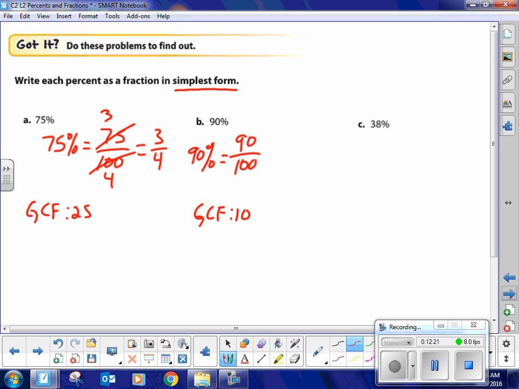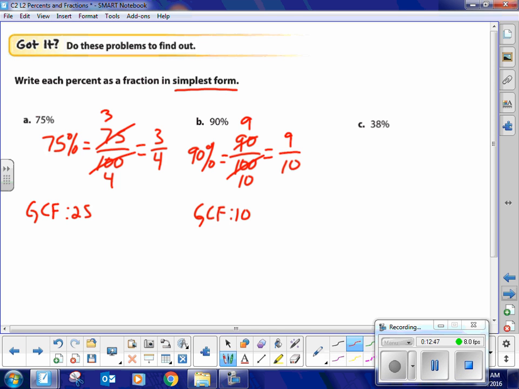All right. The GCF is 10, so I'm going to divide 90 by 10 and 100 by 10. 90 divided by 10 is 9, and 100 divided by 10 is 10. And then you got 9/10. Okay, done. Now, if you have not tried any one of these on your own, please try 38 on your own. I will even build a factor tree just to help you along with it.